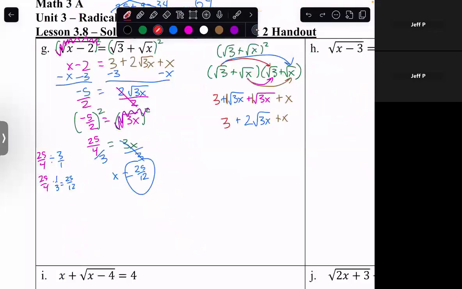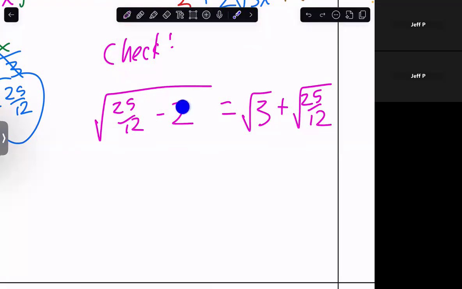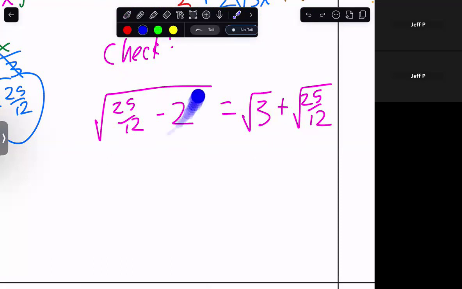Again, what we're checking, let me write down this first. We want to plug our potential answer in for all x's. So the left side becomes 25/12 minus 2, all in the square root. The right side is radical 3 plus radical x, which again is 25/12. Normally we just simplify this and then see if it matches this side, but it's going to be really tough to compare these separate radicals. So my suggestion is to use your calculator to get a decimal approximation for the left side.